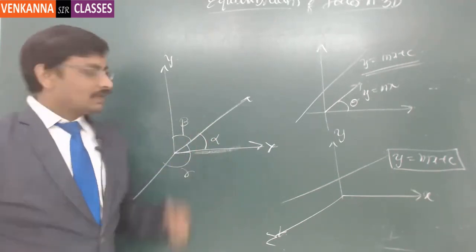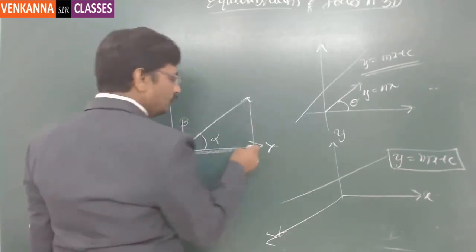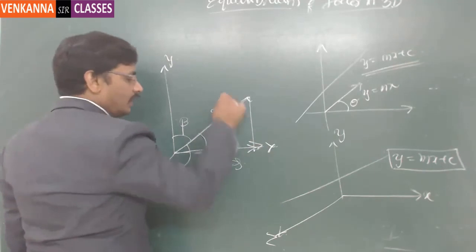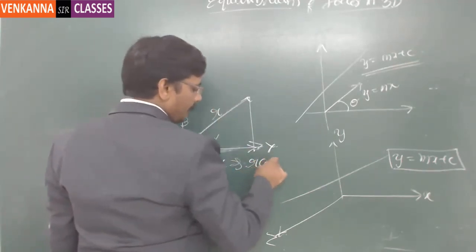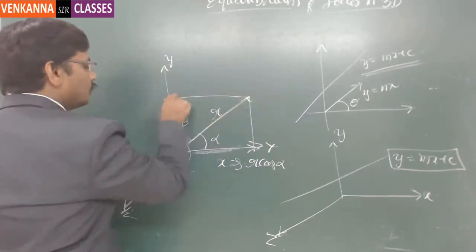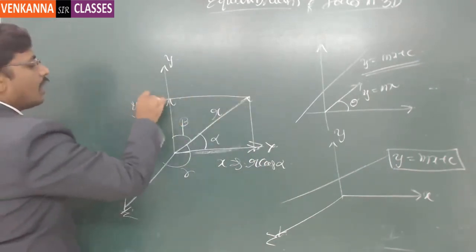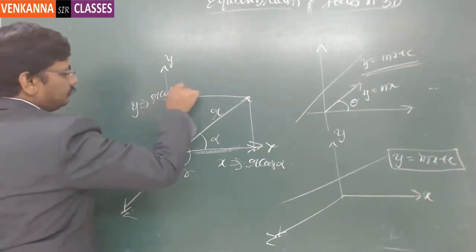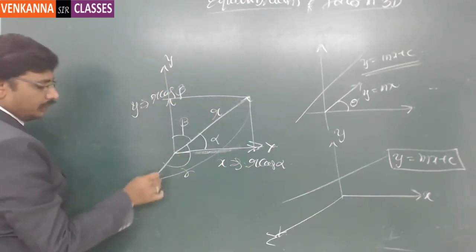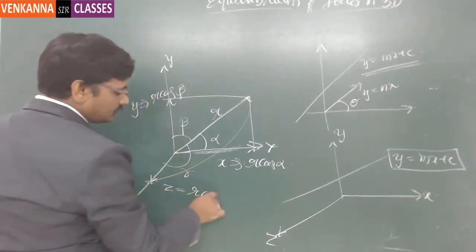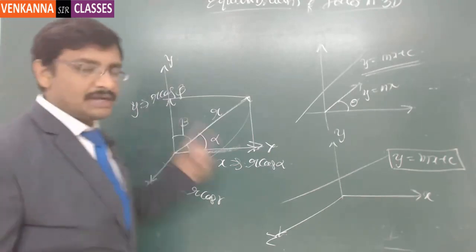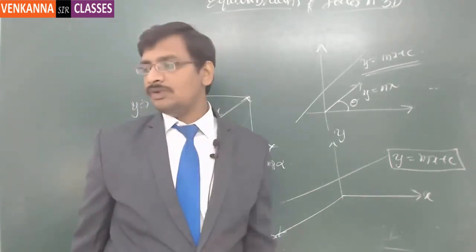Now we know that if this is projected onto the x-axis, the x value is r cos alpha. If it is projected onto y, then the y value is r cos beta. If it is projected onto the z-axis, then z is equal to r cos gamma. Now the same straight line is represented by 3 different values here.